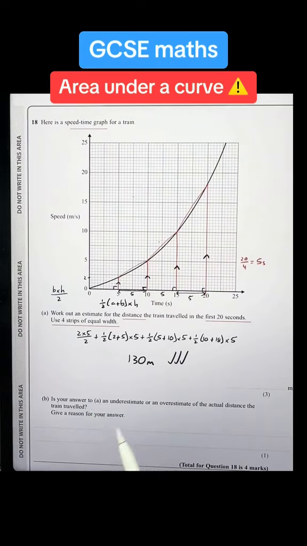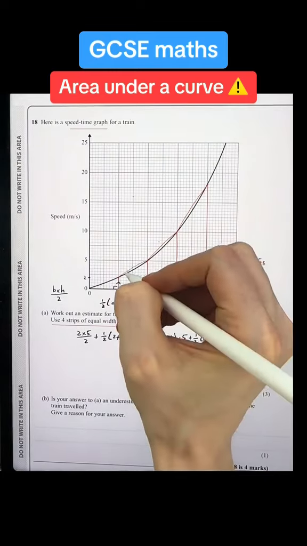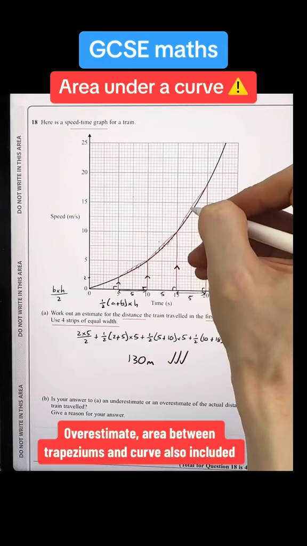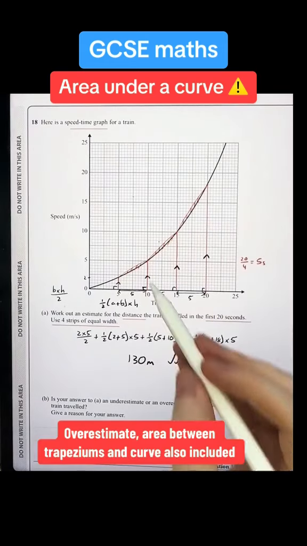Is your answer to A an underestimate or an overestimate of the actual distance the train travelled? Give a reason for your answer. Well, looking at my graph, I can see in this case it's an overestimate, as the area between the trapeziums and the curve is also included.